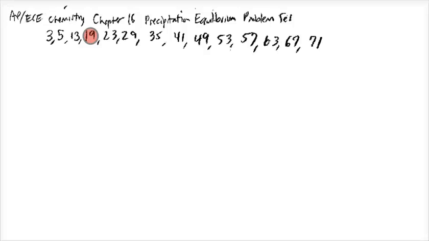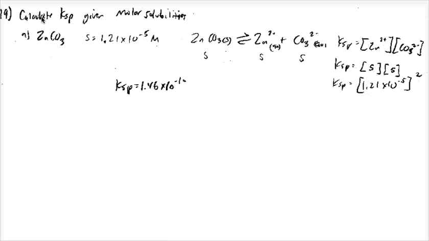Welcome back for the second installment of the AP Chemistry Chapter 16 Precipitation Equilibrium Problem Set. Let's take a look at problem number 19. In problem 19, you're asked to calculate the Ksp given some molar solubilities.